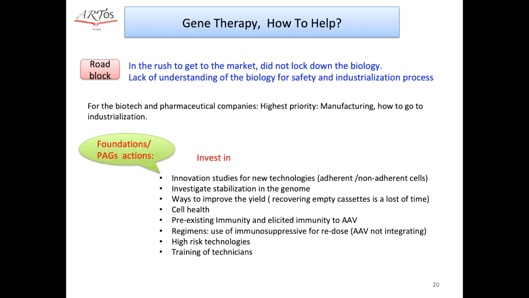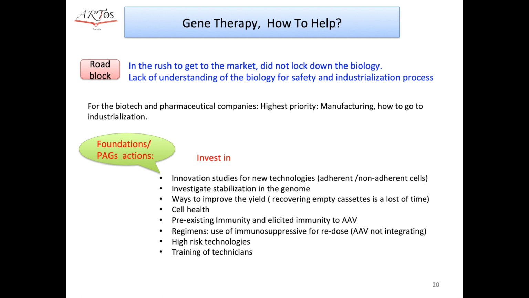So how can foundations help in the process? The main roadblock in the process comes from the fact that, in the rush to get to the market, scientists did not lock down the biology. There is a lack of understanding of the biology for safety and the industrialization process. I will not go deeper in explaining the techniques. There are very nice webinars organized by NORD. You can refer to them if you need to better understand the biology of gene therapy. Here is where the intervention should be.